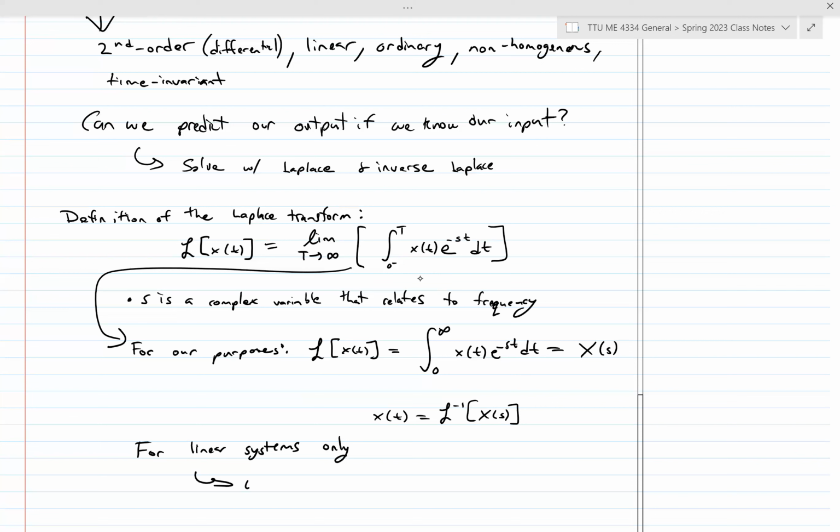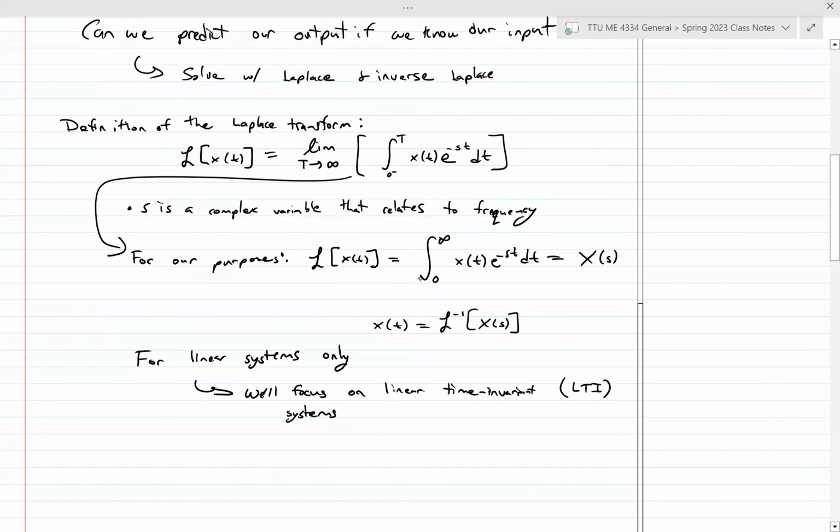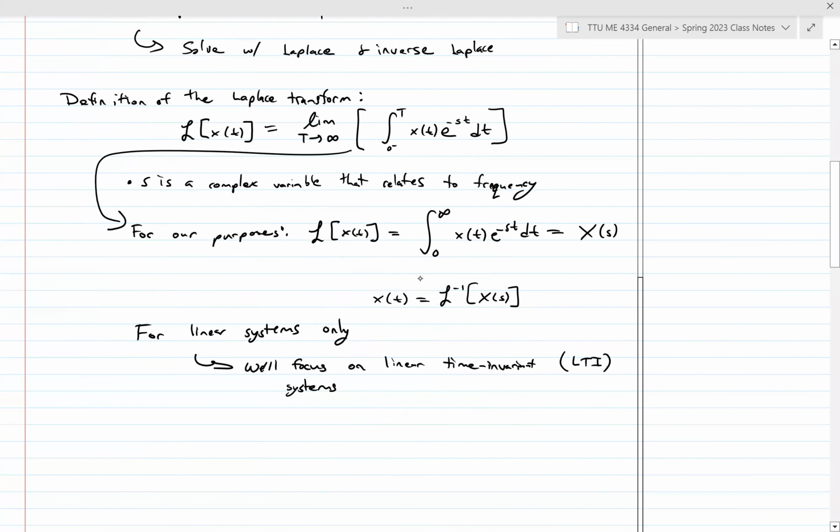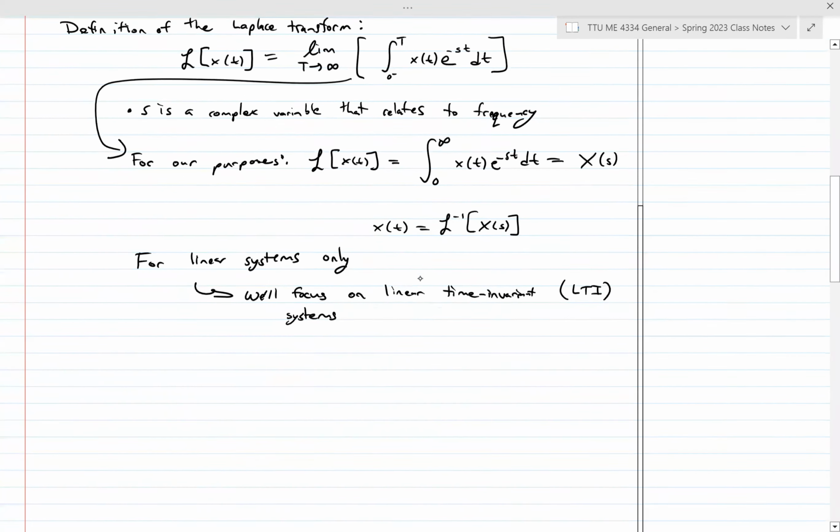All right. And we'll focus in this class on linear time invariant, or LTI, systems. If we had a nonlinear system, what we would have to do if we want to use Laplace transforms desperately for it, we'd have to linearize it, probably about some sort of equilibrium, and then do a Laplace transform for the linearized system. But that would, of course, be approximate.